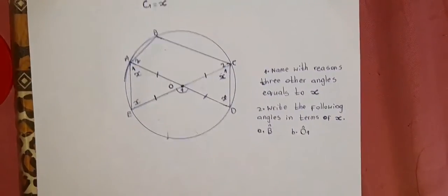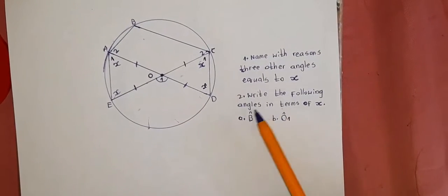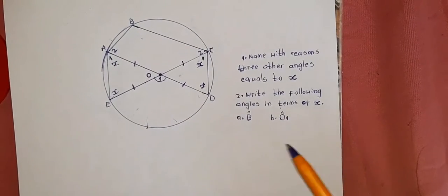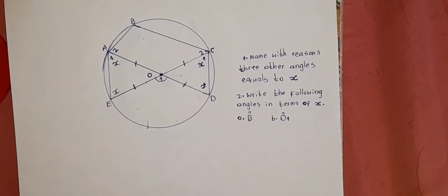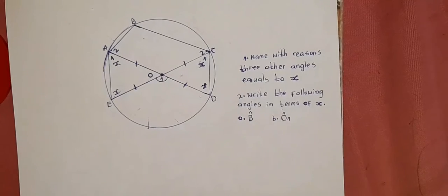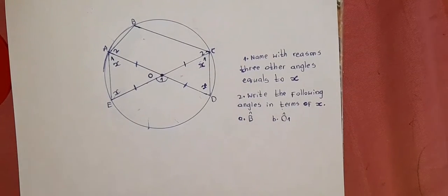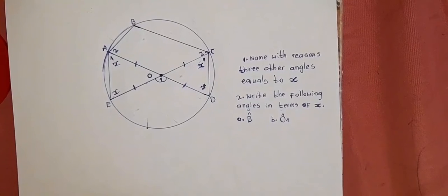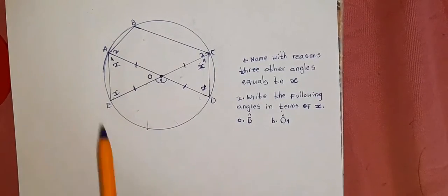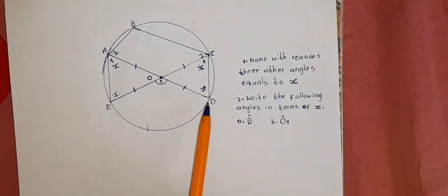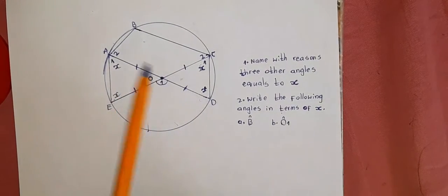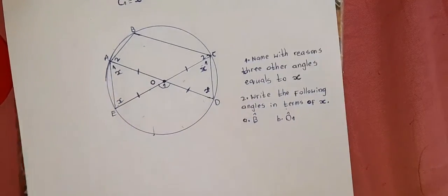Let's move on to another question. It says, write the following angles in terms of x. That means in our answer there must be x. The first angle that we must do is B. How can we write B in terms of x? Remember in the beginning I told you that ABCD is a cyclic quad, so the opposite angles of a cyclic quad are supplementary.